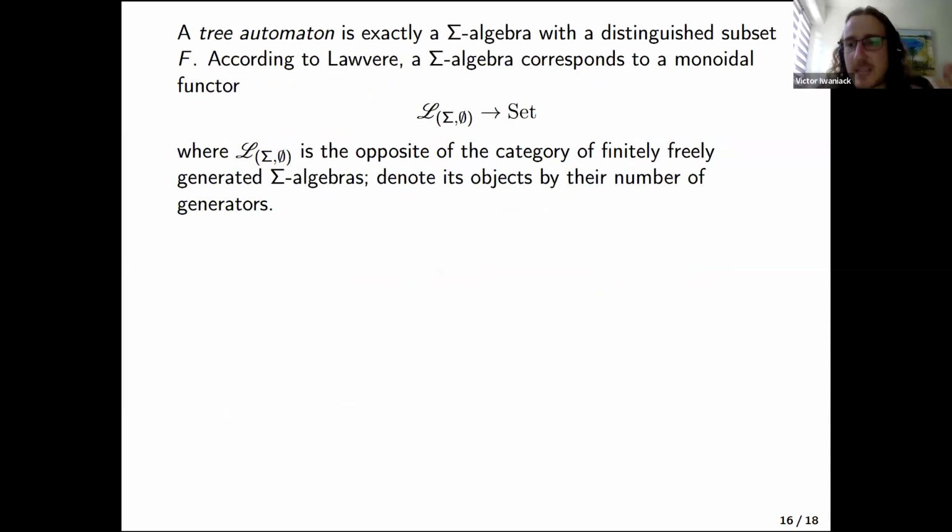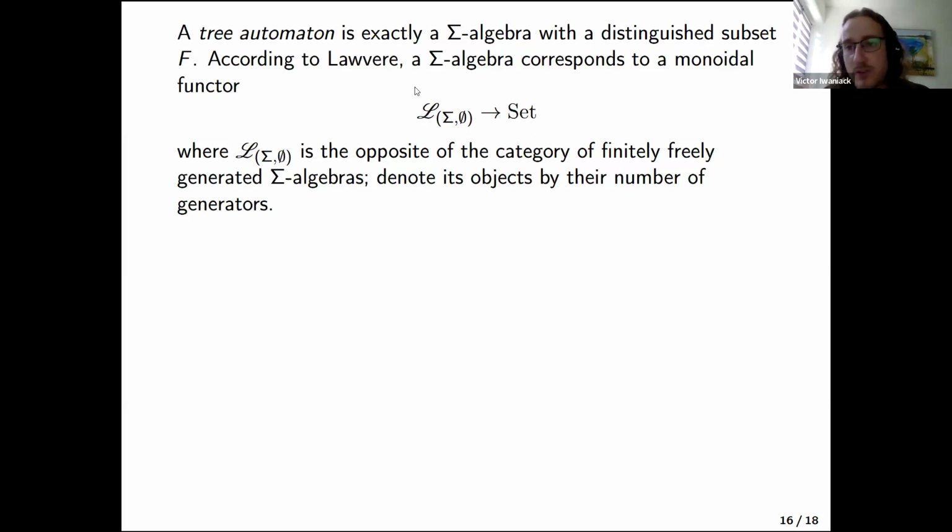As you have seen, the example I took is already a Sigma algebra, and it's even more, it was a Boolean algebra. And this is where you can see some functorial flavor appear, because if you take a tree automaton, it's just a Sigma algebra with a distinguished subset. So you have the functorial representation of Lawvere. You take the Lawvere theory of Sigma algebras without axioms, so all Sigma algebras. And then the first part of your automaton is basically this Lawvere theory.